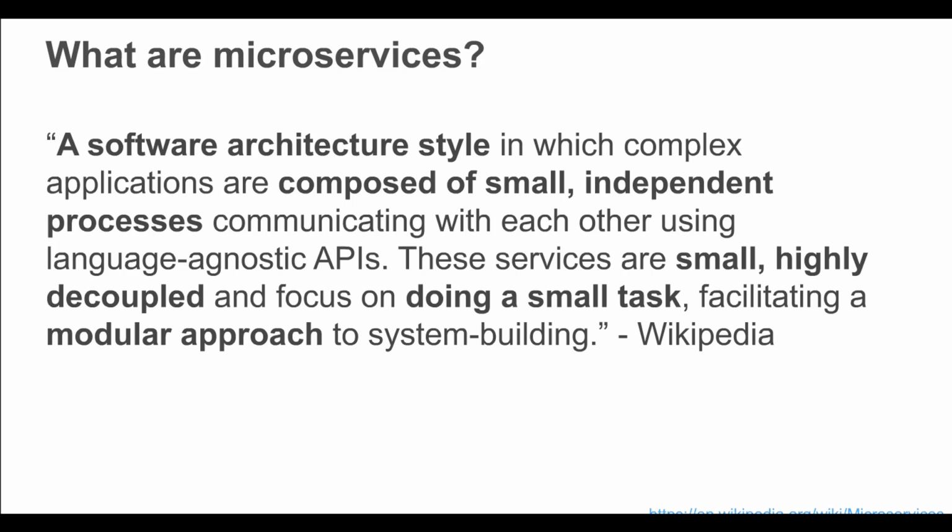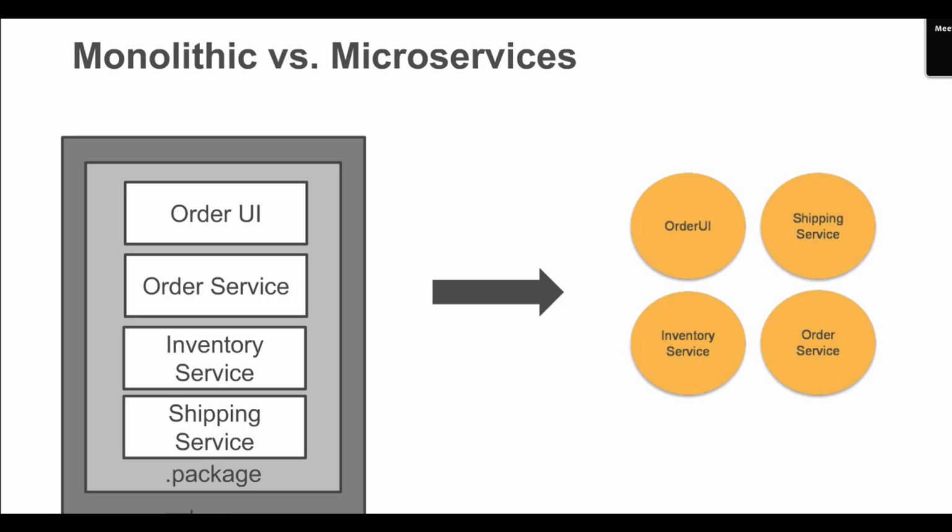As we all know, a microservice is a software architecture style where complex applications can be built out of small independent processes and through a well-defined contract, which is language agnostic. These services are typically small and very highly decoupled, and they excel at doing one thing and one thing really well.